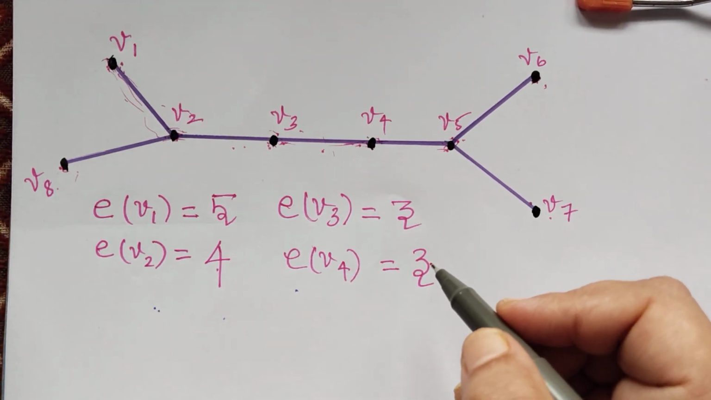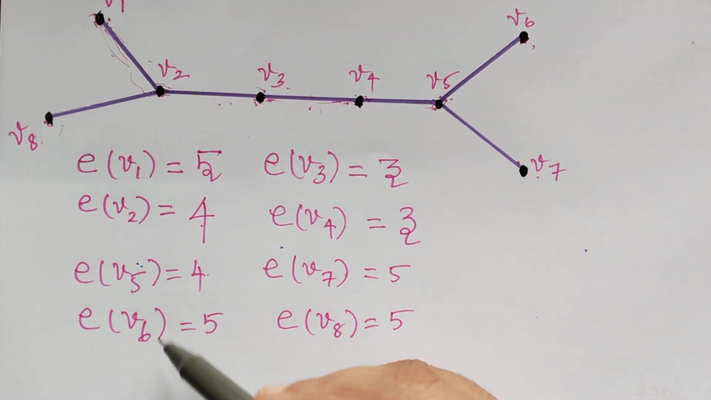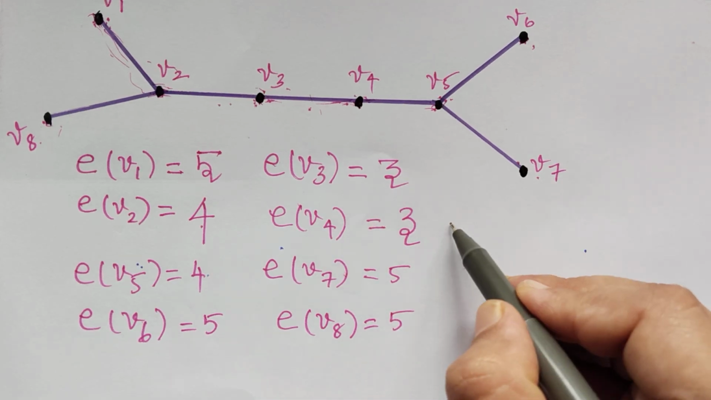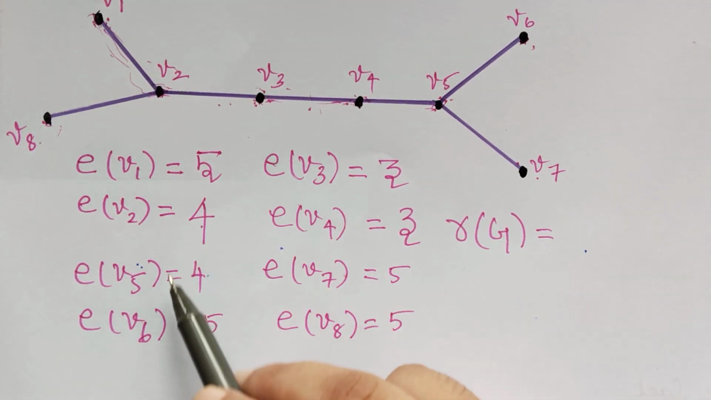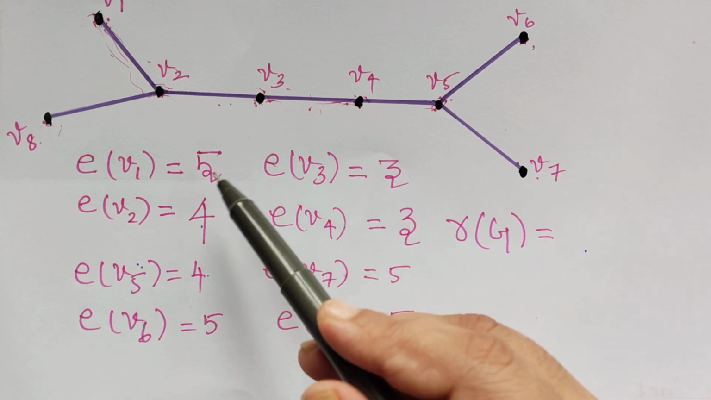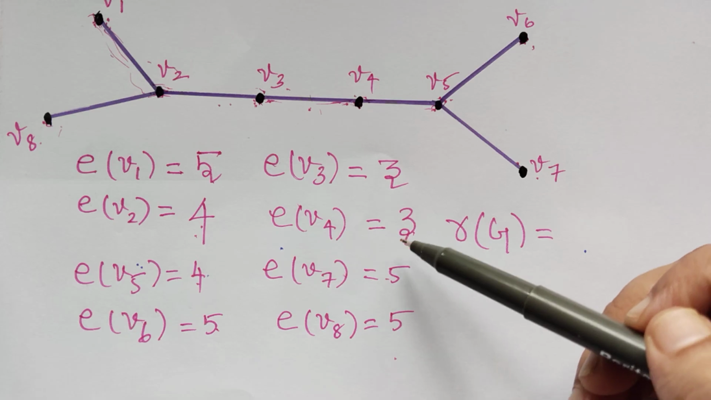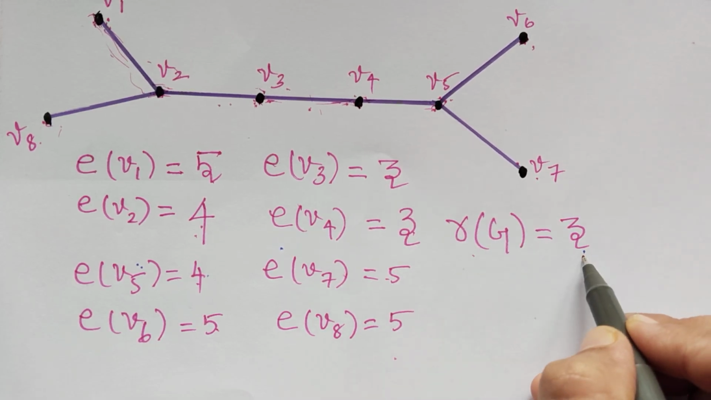Then similarly we will find for the other vertices, and let me write. So I have found the eccentricities of other vertices and I have written overall. Now what about the radius of the graph G? It is the minimum of all the eccentricities that we have found. So 5 4 4 5 and 3 3 5 5. So if you see, minimum value is 3, and so therefore the radius of the graph is 3.